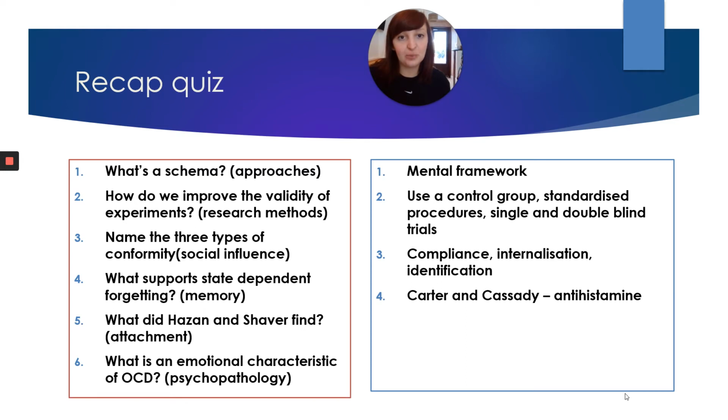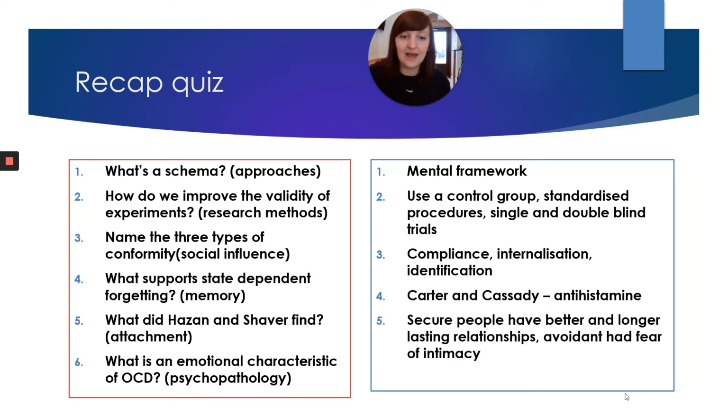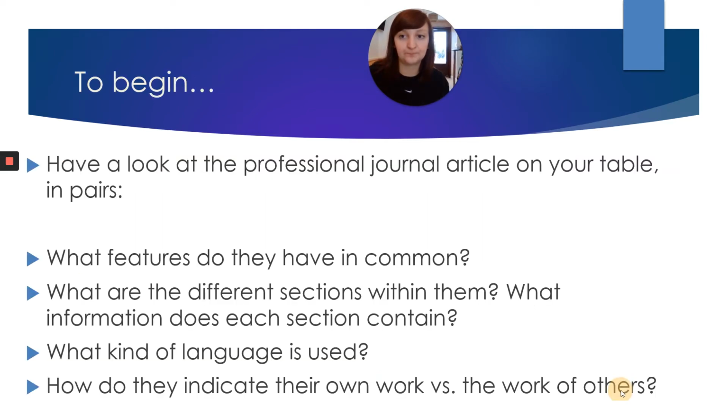Carter and Cassidy support state dependence. They were on antihistamine when they learnt stuff, and then when they recalled it was better. Hazan and Shaver was the love quiz in attachment. Secure people have better and longer lasting relationships, more trusting, avoidant, a fear of intimacy, and resistant, sort of quite clingy. And then lastly, an emotional characteristic is how we feel. So anxiety, depression, or guilt in OCD. Behaviour is how we act, and cognitive is what we think.